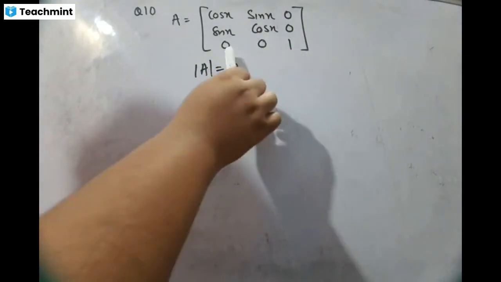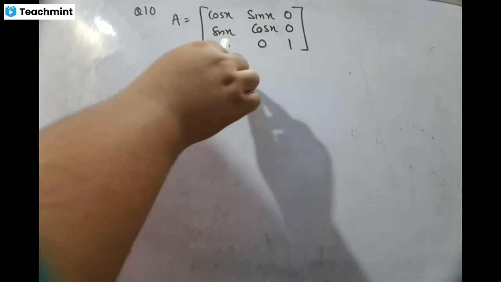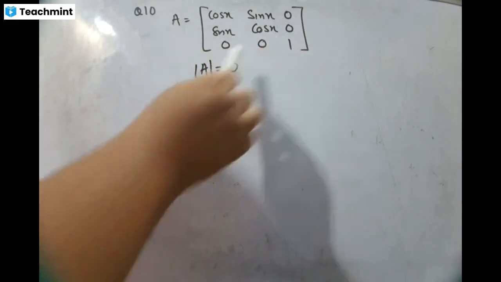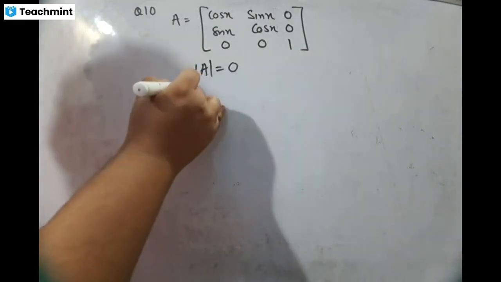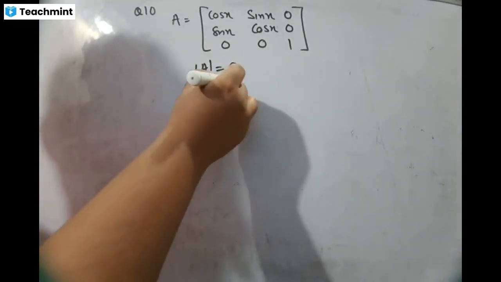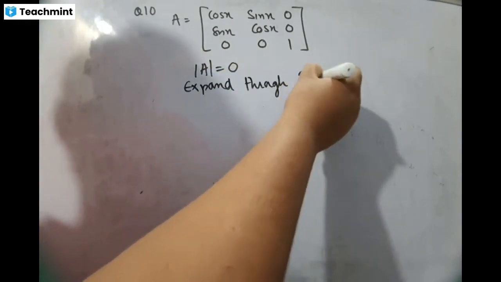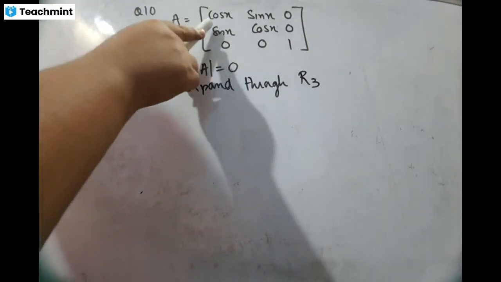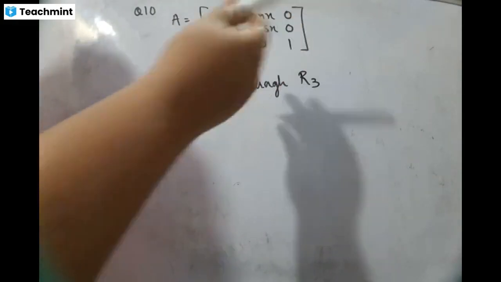Because the third row contains two elements equal to 0. So you don't have to expand through this and this, because 0 into anything is 0. You just have to expand through 1. So this also will help you save time. So we expand through row 3, but please don't forget to check the sign. Positive or negative doesn't matter here.